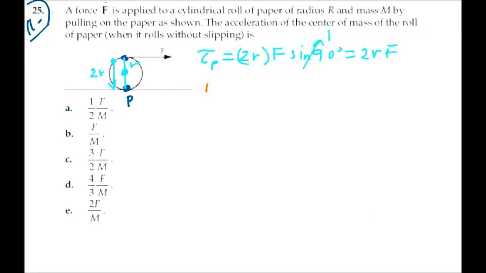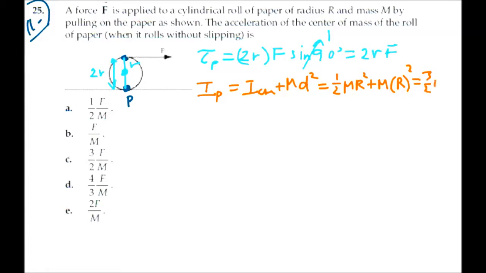Now the moment of inertia of this cylinder about point P is going to equal the moment of inertia about the center of mass plus md squared by the parallel axis theorem, and d is the distance that we moved from the center of mass. So this is going to be 1/2 mr squared plus m times the distance we moved, which is r, to the edge of the cylinder, squared. So this is going to be 3/2 mr squared.